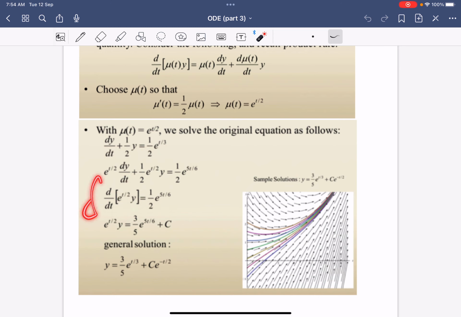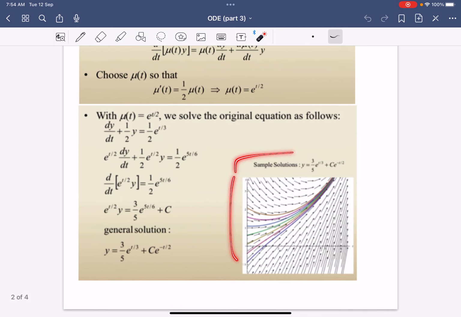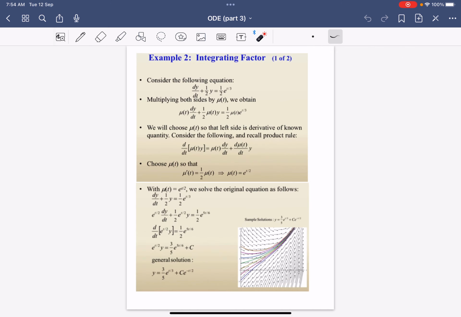When we integrate this with respect to t, this part gets cancelled out, and we're left with this function. When we integrate this, we get 3 over 5 e to the power of 5t over 6, plus c. Then we just divide this out and we get a general solution. This is how the direction field looks. The function that we choose that helps us in solving the first order linear equation is known as an integrating factor.